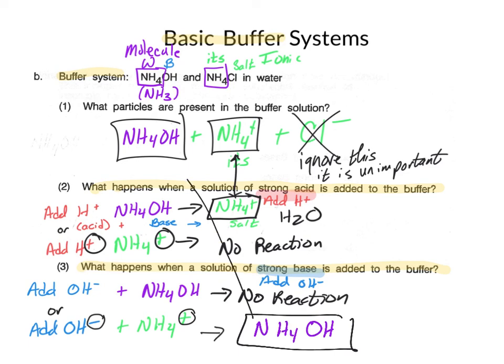It was already in the system, and this is how the hydroxide is removed from the system and is left as a more neutral compound, as the molecular compound NH3, or as NH4OH in this case, and that is going to keep the system the same pH.